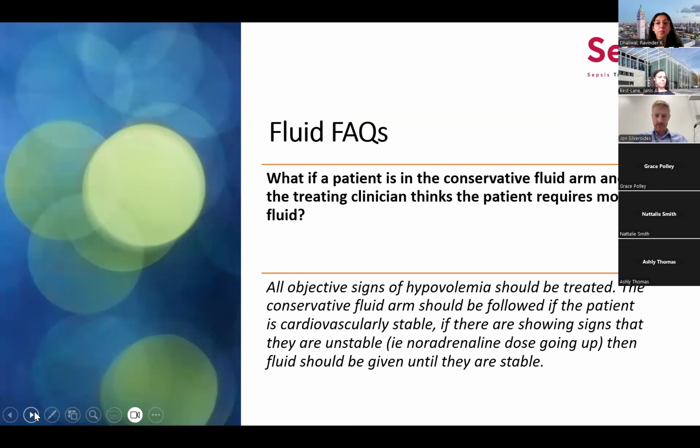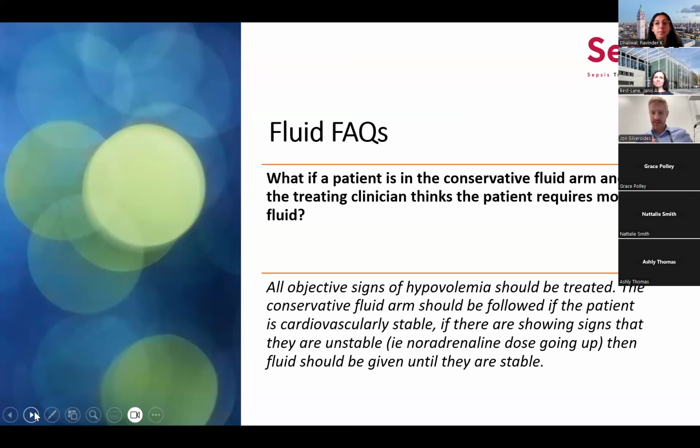So what if the patient is in the conservative arm and the treating clinician thinks the patient requires more fluid? As clinicians, we are notoriously bad at this. We're very bad at letting go. We think we know. And a lot of the time, if we're honest, we don't. We have developed ways of working around our lack of knowledge. So I have my criteria for thinking a patient looks a bit dry or a bit empty or whatever you want to call them. And my colleague next door will think something completely different.